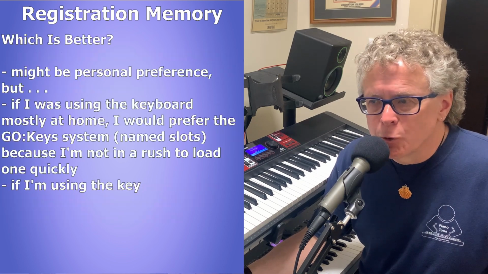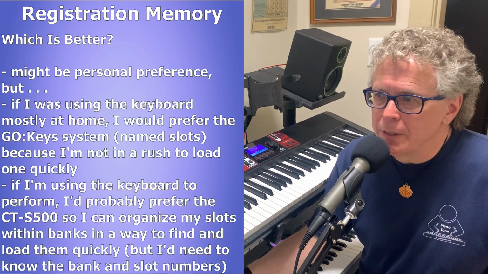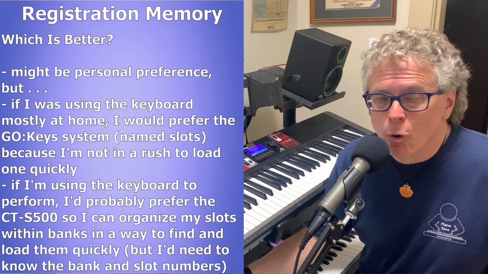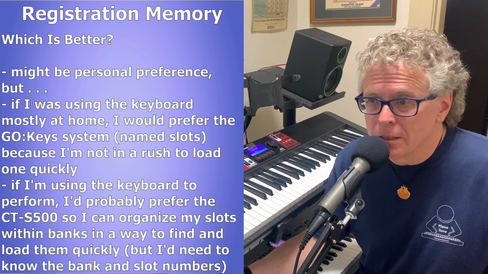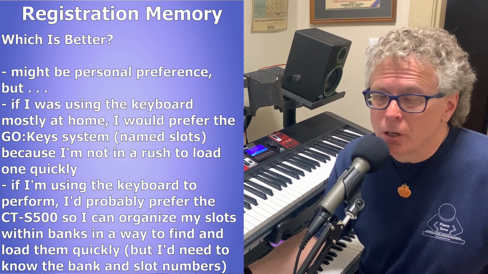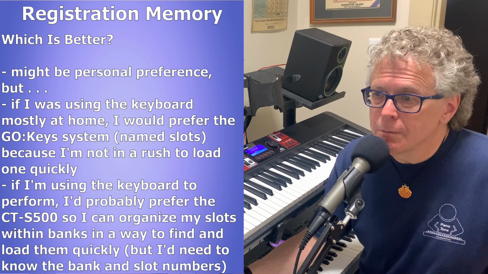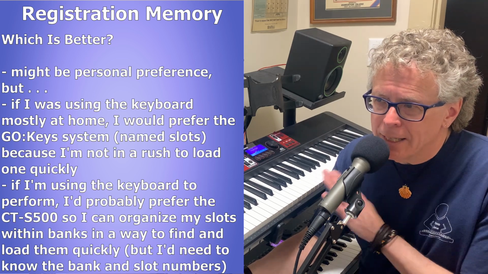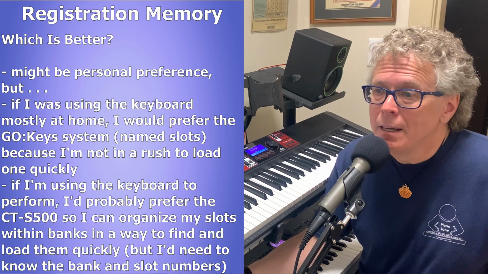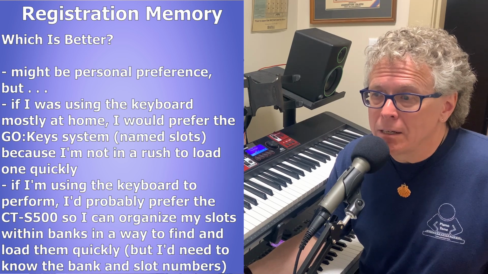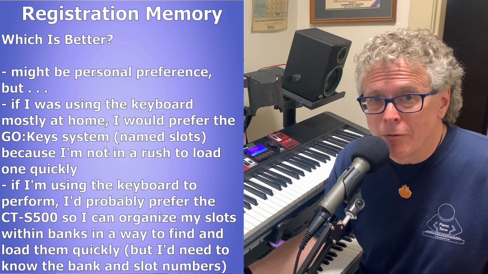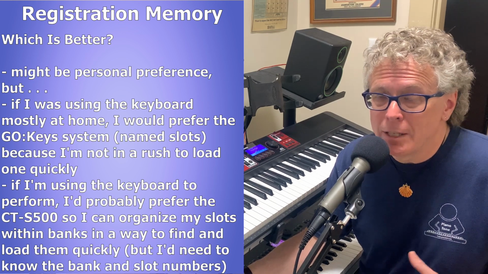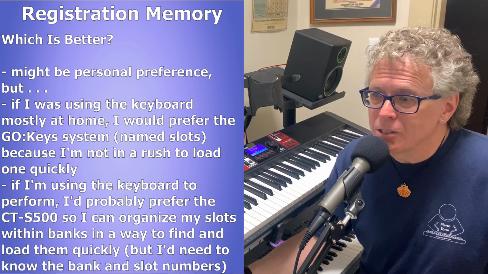So which of these systems works better for you is probably a personal preference. I think for me, if I was using the keyboard only at home, I would probably prefer the Roland system because I'm not in a panic to quickly load a registration. So I'd be fine using the named list. But if I was performing, I'd probably prefer the Casiotone so I can load them fast. I would just have to make sure that I had a bank and registration slot number indicated clearly on every chord chart that I was using in my Songbook Pro app while I was playing so that I know which one to load so I can find it quick.